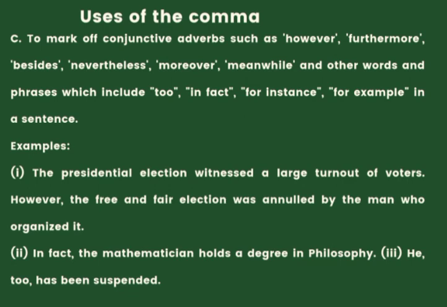So why do we use "however" there? "However" is a word that indicates that this particular election, even though it witnessed a large turnout, was not free and fair. That's why we use the word "however." "However" is a conjunctive adverb that indicates something negative. But after it, there must be a comma. So that is the usage of "however" there.